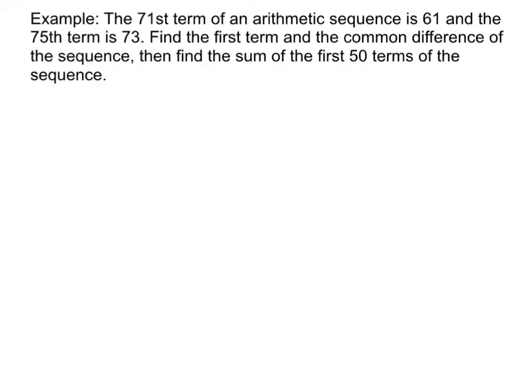Alright, so you're told that the 71st term of an arithmetic sequence is 61, the 75th term is 73. They wanted you to find the first term and the common difference of the sequence, and then find the sum of the first 50 terms of the sequence.